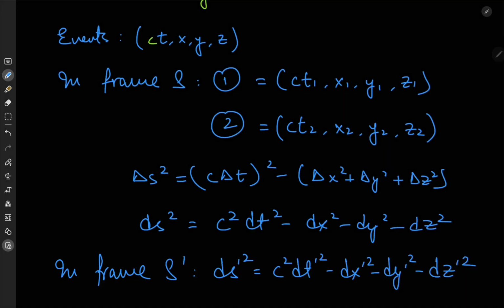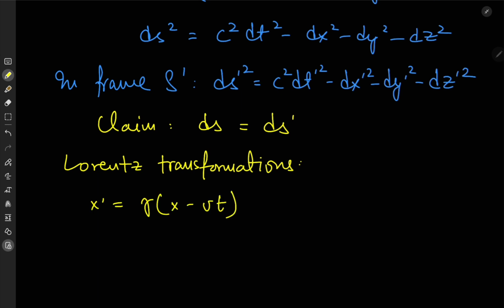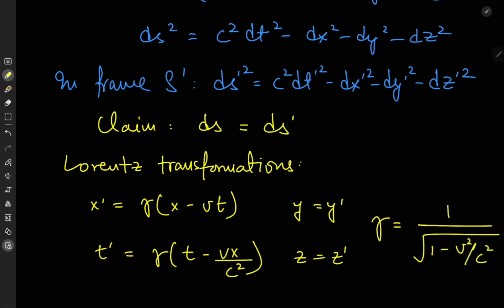By the same token, we define ds prime squared in the S prime frame, and we now claim that the two intervals are equal. We can prove their equivalence using the Lorentz transformations, which relate coordinates in the S prime frame to those in the S frame. Notice that y and z are unaffected by the transformations because there is no relative motion along those directions. And here the factor of gamma is something called the relativistic factor, and it equals the reciprocal of the square root of 1 minus v squared by c squared.